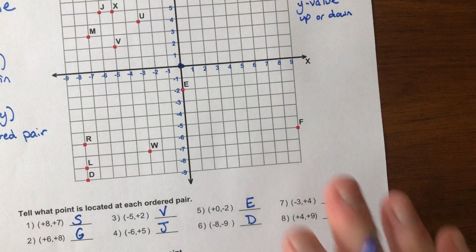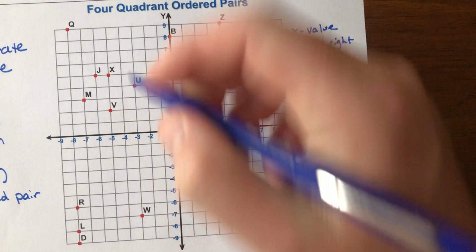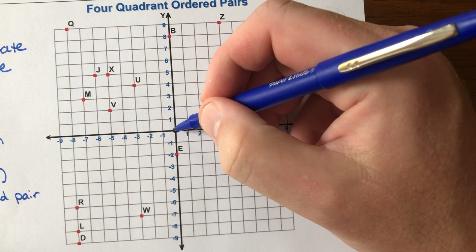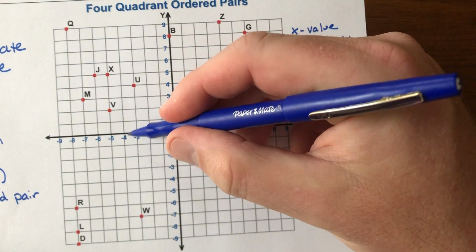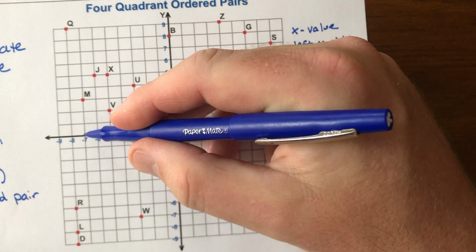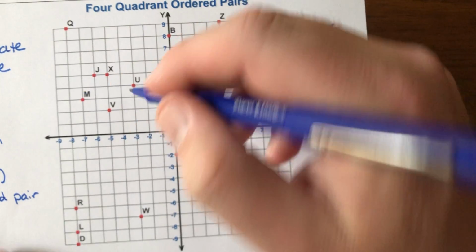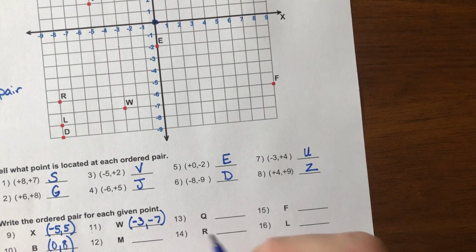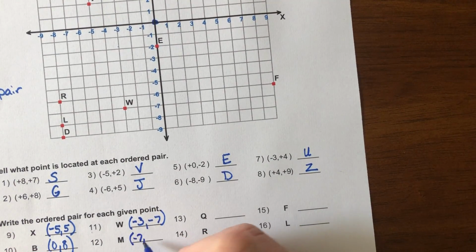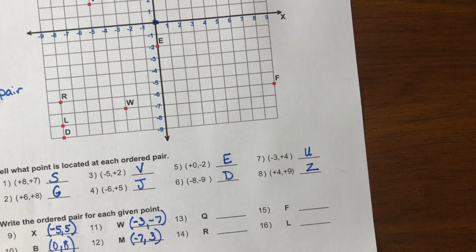Next point is M. So I'm going to have to go left. So I got to go left 1, 2, 3, 4, 5, 6, 7. And then I got to go up 1, 2, 3. So left 7 would be -7. And then up 3 would be +3.